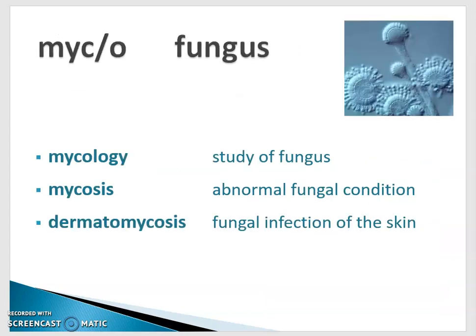Another condition of skin can be a fungal condition, and myco is our combining form for that, as in mycology, the study of fungus. Mycosis is an abnormal fungal condition, and more specifically, dermatomycosis is a fungal infection of the skin. More precise, because we can have fungal infections in different parts of our body. We can have it on the mucosal lining inside your mouth, and then it wouldn't be dermato, it would be a different type of mycosis. So mycology is a general study. Mycosis is a general term describing abnormal fungal condition. Dermatomycosis is a fungal infection of the skin in particular.